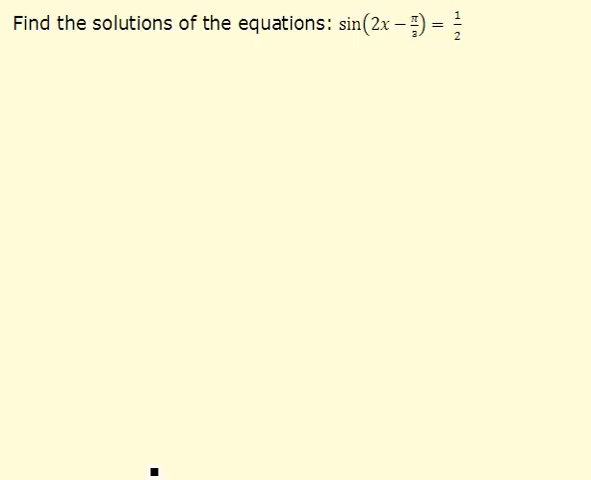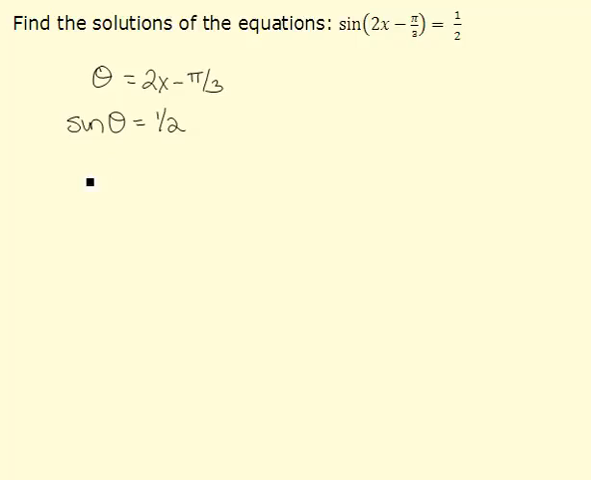In this problem, we're asked to find the solutions of the equation sine of 2x minus pi over 3 is equal to 1/2. In order to solve for this, we are looking for an angle that we plug into sine and we get 1/2. Therefore, if we do a substitution and let theta be equal to 2x minus pi over 3, we are looking for general solutions of sine of theta is equal to 1/2.